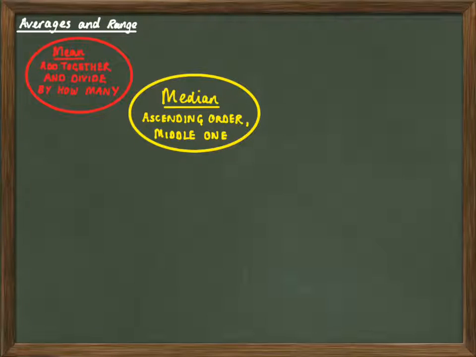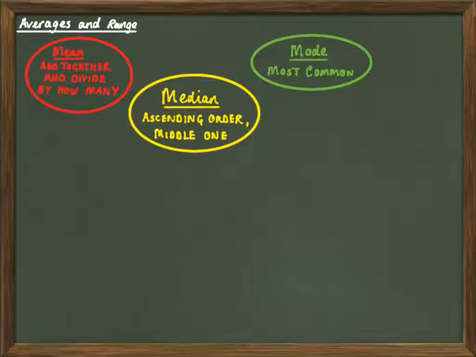Sometimes, in the example I've picked, there are two in the middle. So you have to actually find halfway between them two as well. But that will allow you to find the median. So mean, add them together, divide by how many. Median, order them, find the middle one. Getting slightly easier now. Mode is the most common.